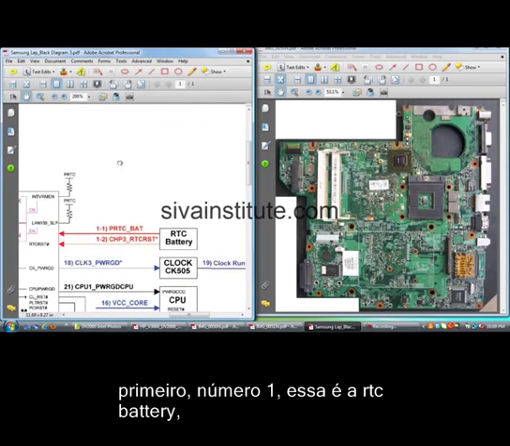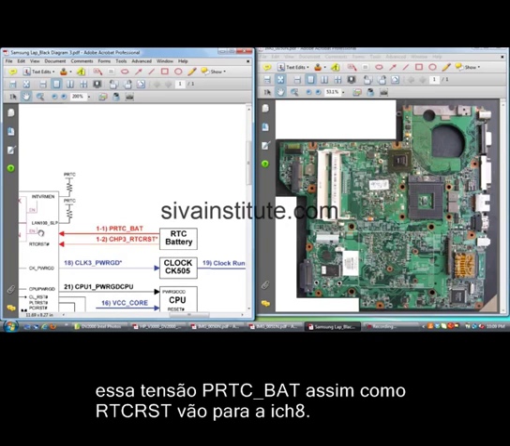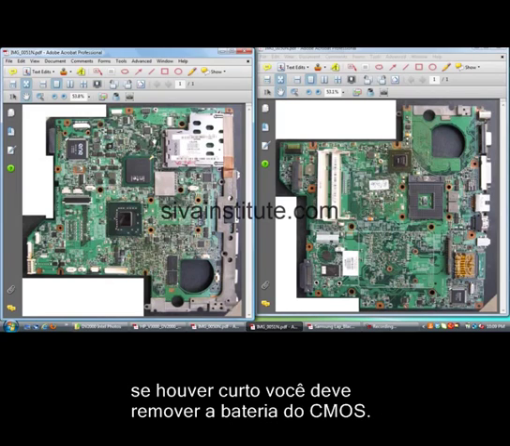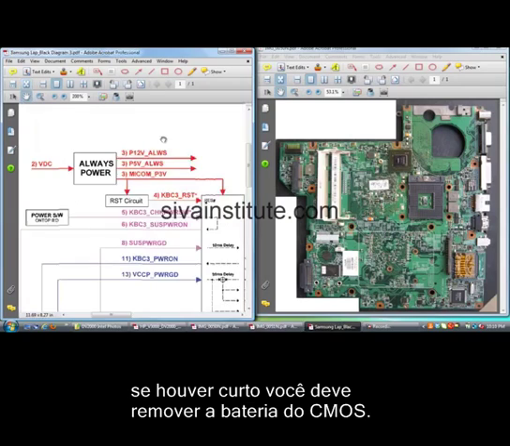First, number 1, this is the RTC battery. From this, voltage goes to the ICH supply. This voltage goes to the ICH, and the RTC reset voltage also goes to the ICH. This is the ICH. If this voltage is short, the set is dead. First, you should remove the CMOS battery.